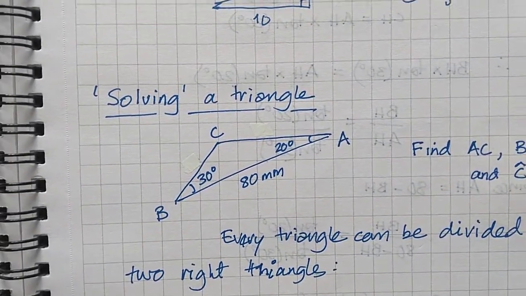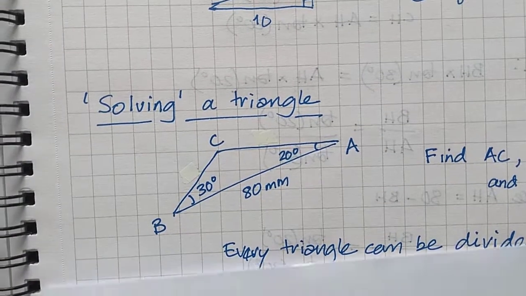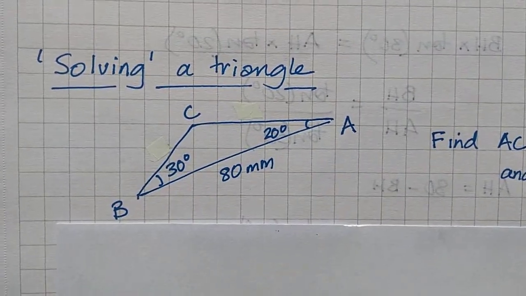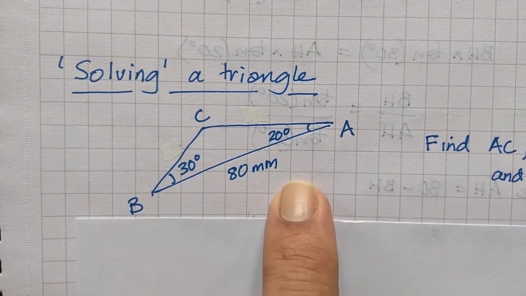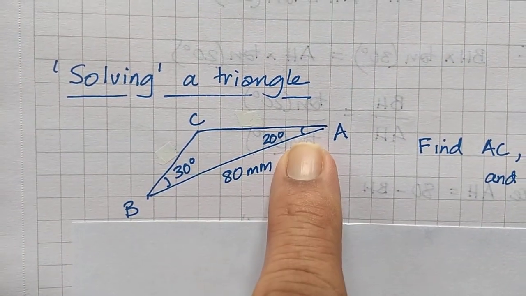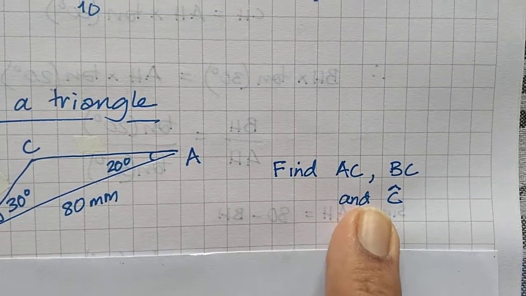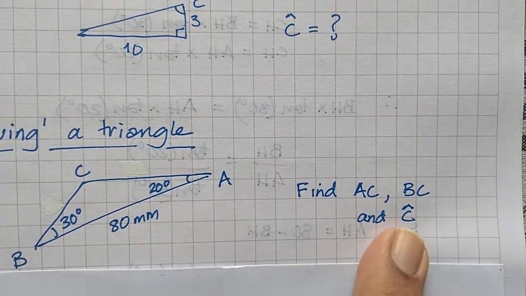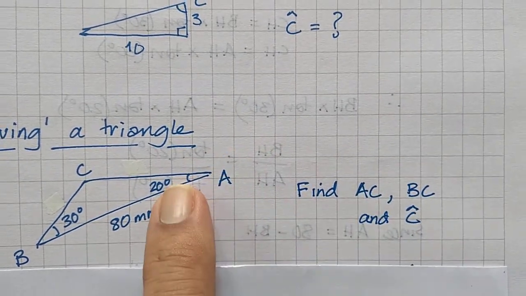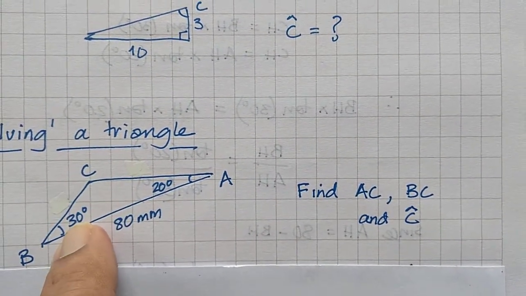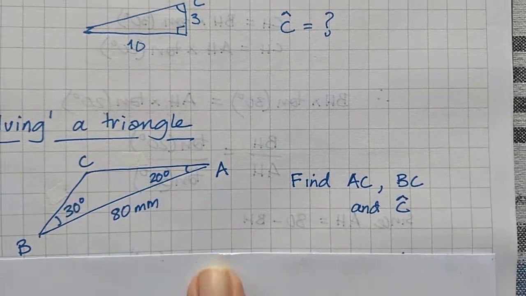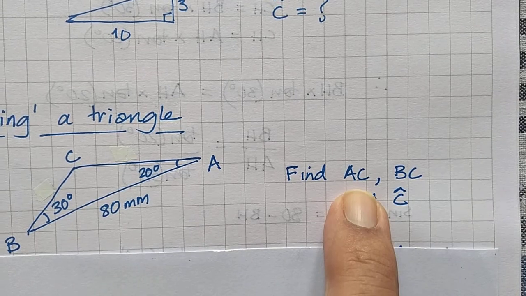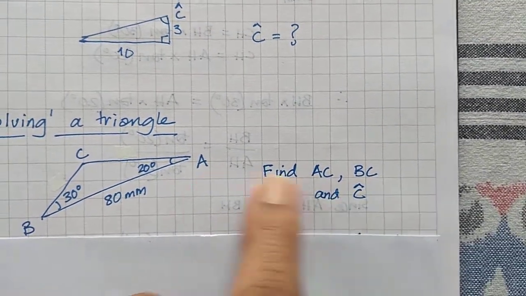And here we start with the triangle that I had given you earlier in the first video, the same example, 80 millimeters, 30 degrees, 20 degrees. Find AC, BC and angle C. Well, I'm just saying that for the sake of completeness, but angle C is very simple. You take 180, you subtract 30, you subtract 20 and you will get angle C. But what is interesting is how to calculate AC and BC.